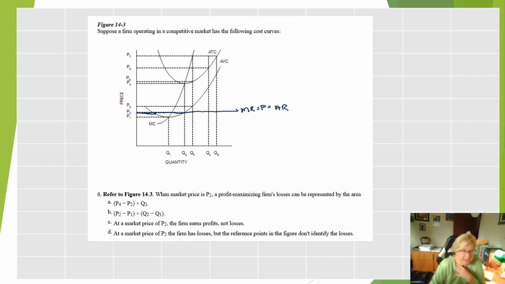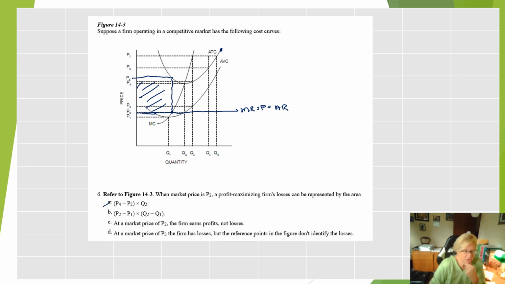Well, if this is my average total cost curve up here, and this is where my price is at, I'm going to produce where marginal revenue and marginal cost meet to minimize my losses. If I follow this straight up, then I follow it over, I'm going to have this amount of loss. Now, is there something here that tells me that? Well, I've got a P4 and P2. No, that's some of it, but it's not all of it.